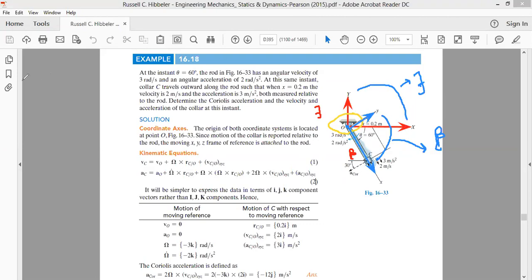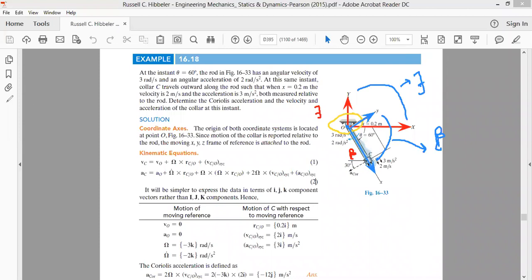In order to make it easy for students, what is the object for us? We have a ground frame of reference, we have a beta frame of reference, and we are observing the motion of the collar. The motion of the collar is being observed with respect to the beta frame of reference as well as with respect to the ground frame of reference. So we have to write the velocity and acceleration equations for the collar with respect to the rod frame of reference and with respect to the ground frame of reference.